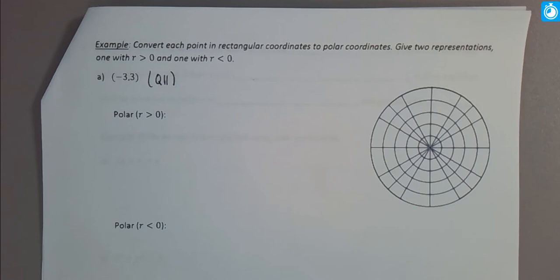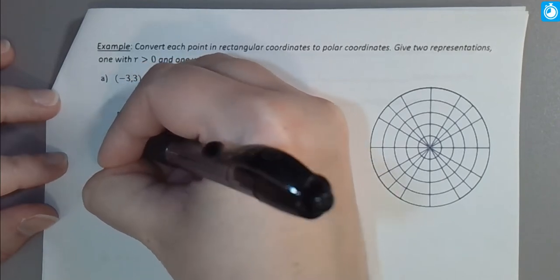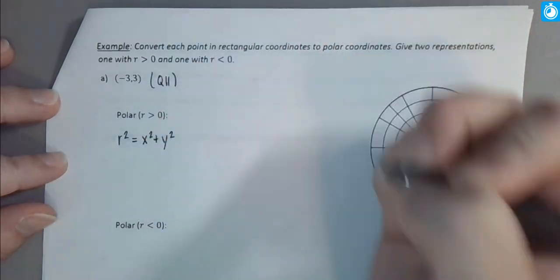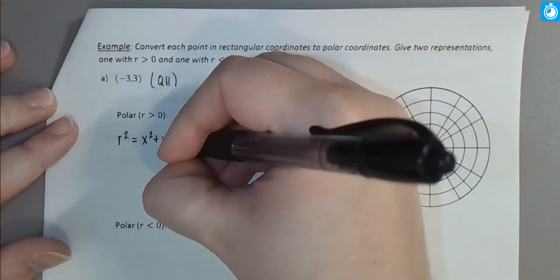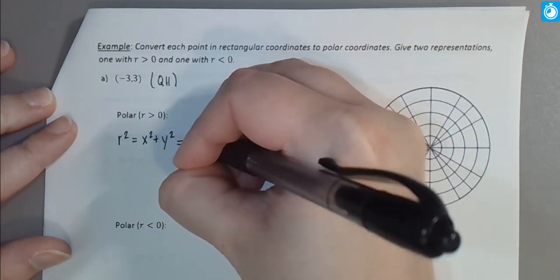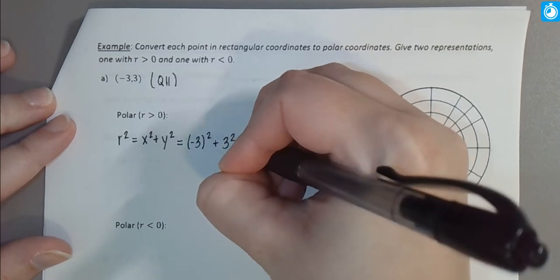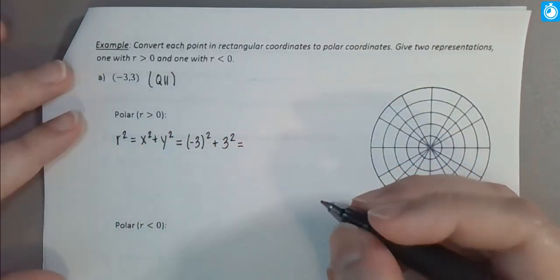So if we want a polar pair where r is greater than 0, we're finding r, we're finding theta, let's just start with our conversion equations. So the equation to find r is going to be r squared is equal to x squared plus y squared. So we can plug in our x and y. So that's going to be (-3) squared plus (3) squared. Well, (-3) squared is 9, and then 3 squared is 9 as well.